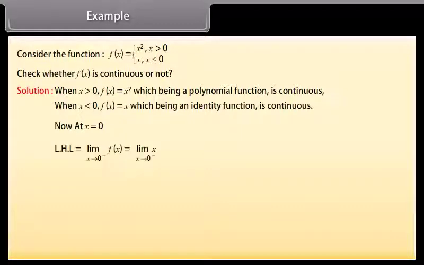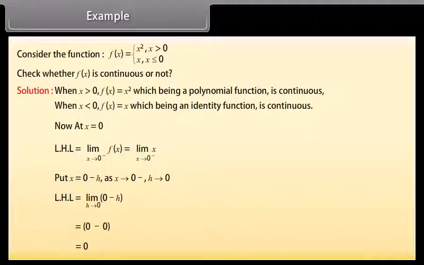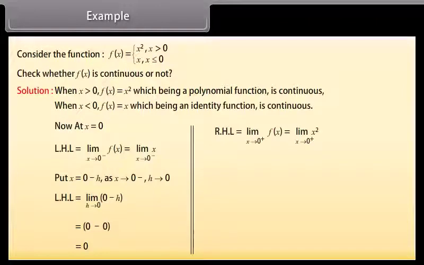Left-hand limit. Limit as x approaches 0 minus of f(x) is equal to limit as x approaches 0 minus of x. Put x = 0 - h; as x approaches 0 minus, h approaches 0. Left-hand limit is equal to limit as h approaches 0 of (0 - h) = 0 - 0 = 0.